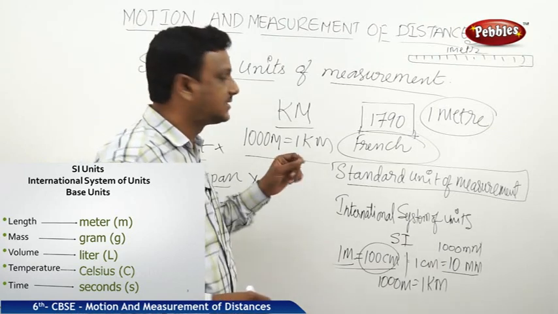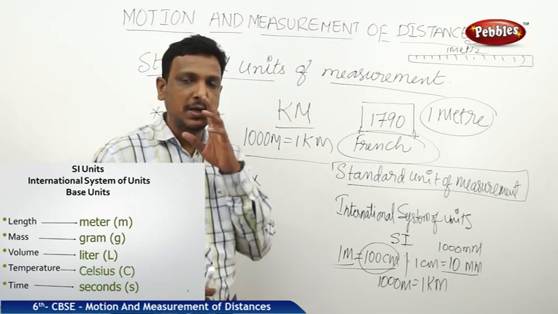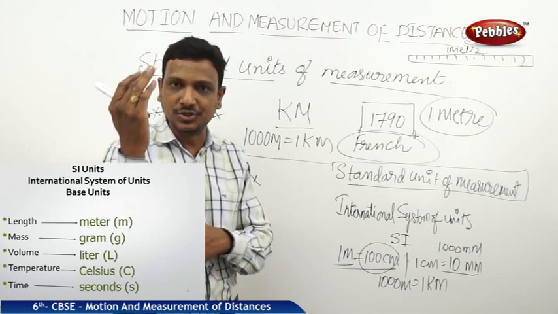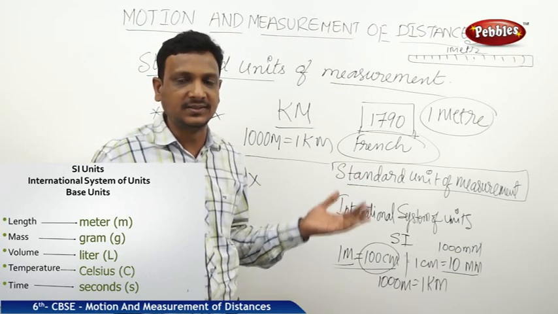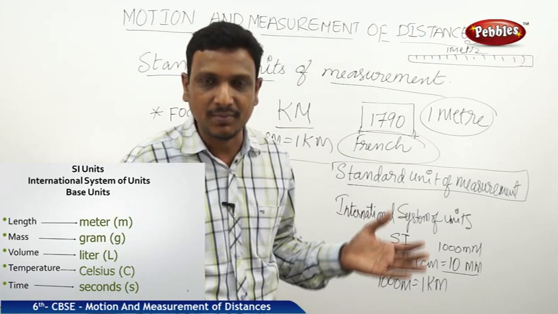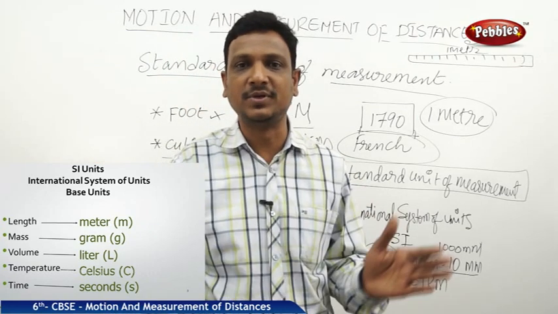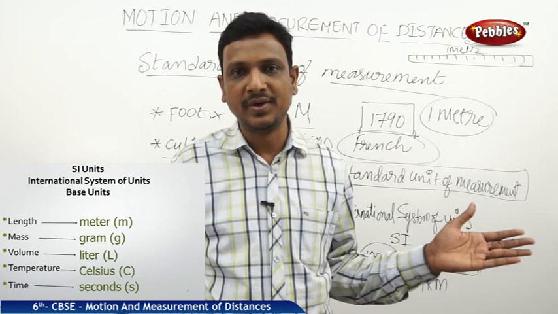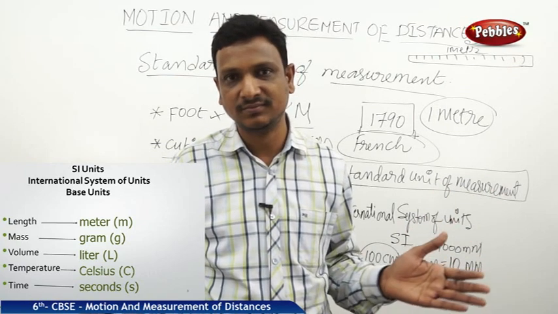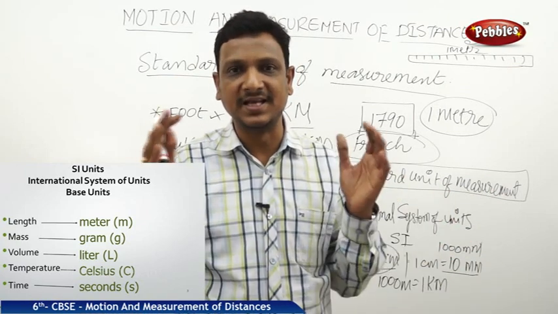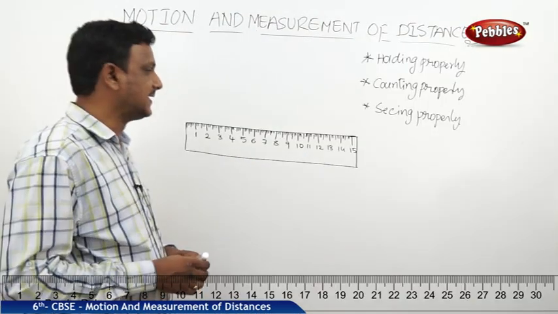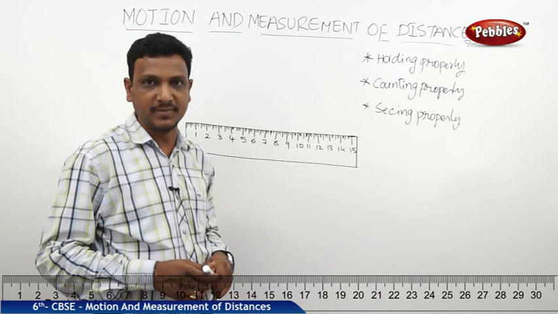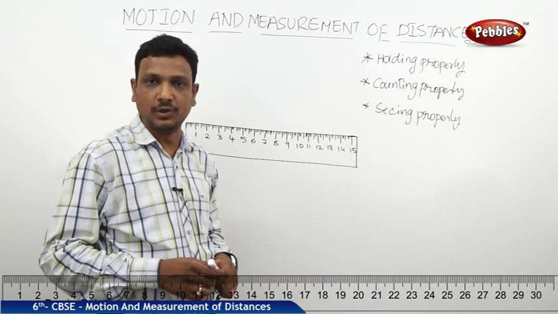So this is the standard unit of measurement. Using a hand span, a cubit, a foot, or other body parts to measure things is not accurate because they vary from person to person. So it will be different from person to person. It's not standard. The standard unit of measurement is the meter. We have seen that the standard unit of measurement is meter, so we follow the same.